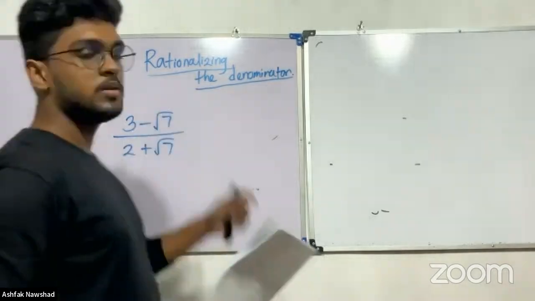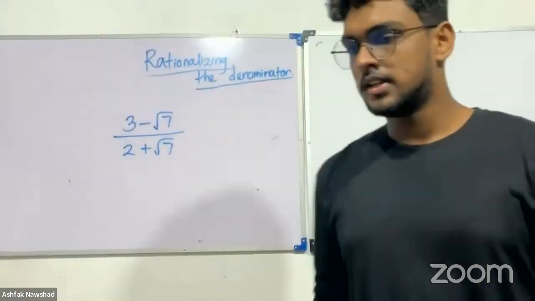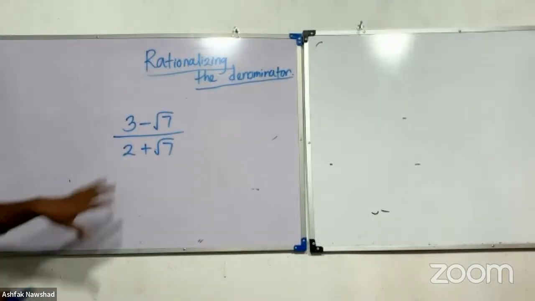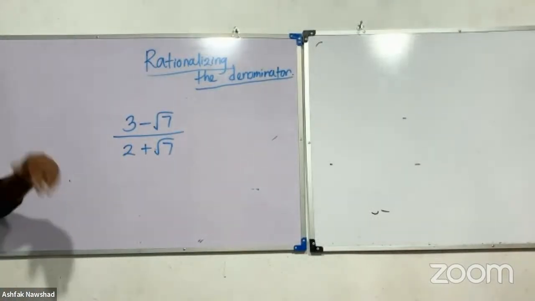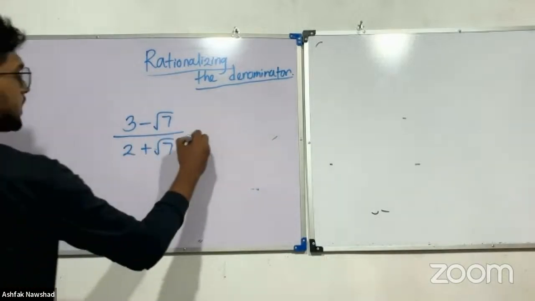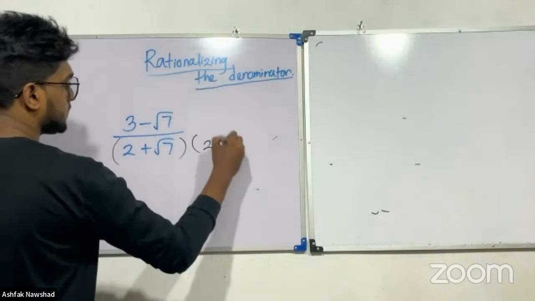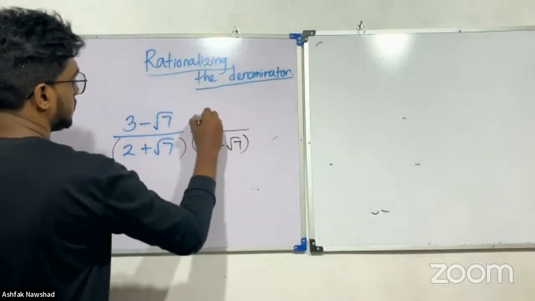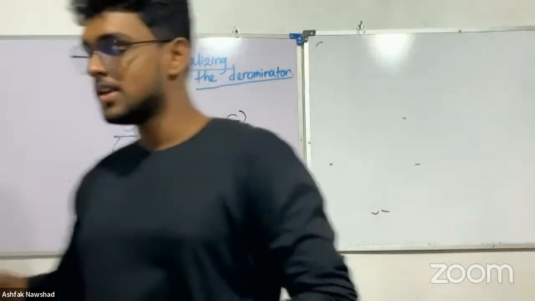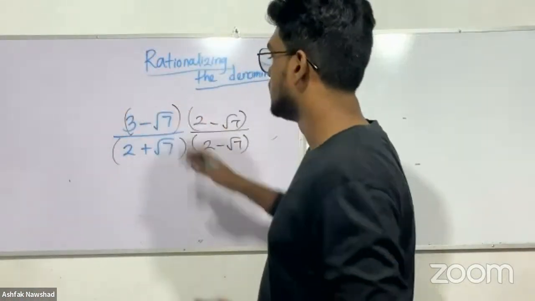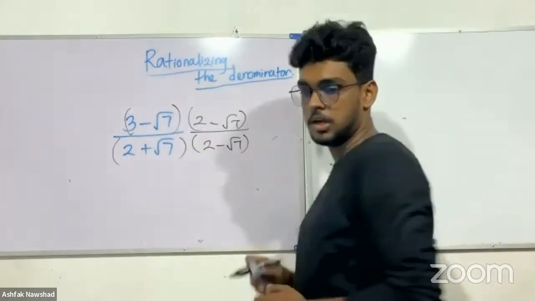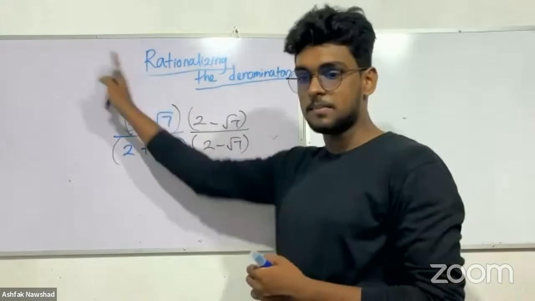So like I said, we do not consider the numerators, we only consider the denominators. The denominator is 2 plus root 7. So you know, you have to write the conjugate, no? 2 plus root 7, the conjugate is 2 minus root 7. So it will take some time because we have to multiply the numerators also. In the first question, the numerator was just 1. Here, the numerator is a binomial. So I'll multiply this separately.